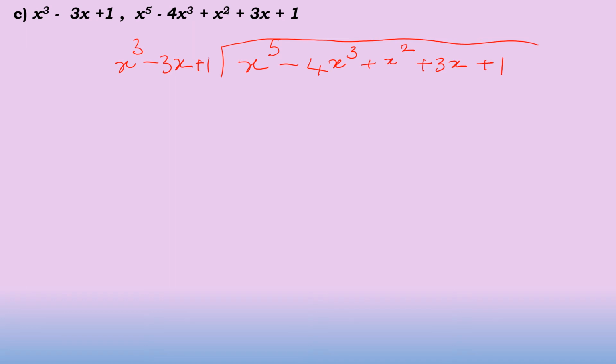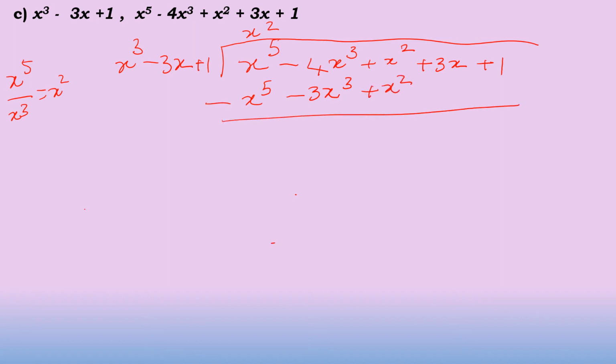So what is the first term in your dividend? X to the power of 5. X to the power of 5 divided by x cube is equal to x square. So you write x square here. Now multiply x square into x cube. You get x to the power of 5. X square into minus 3x will be equal to minus 3x cube. X square into 1 will be equal to x square.